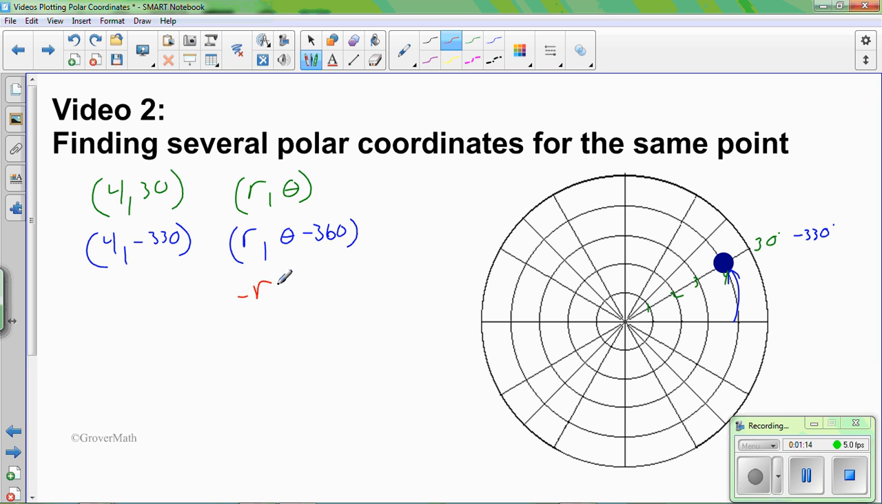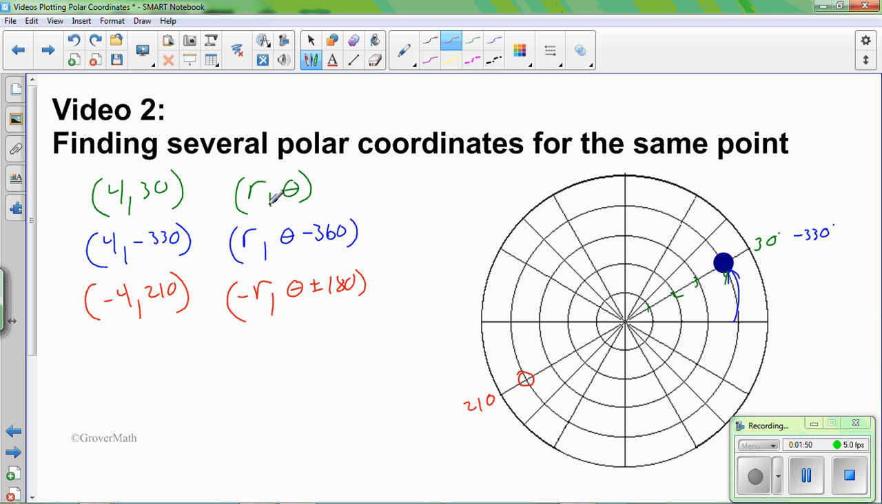Or I could think of it as a negative r and my angle plus or minus 180. What we mean by that is, remember what the negative angles are. If I had the point, let's say, negative 4 comma 210. Negative 4, 210. What would that look like? Well, remember, you go to the 210 line, which is a reference of 30 off of 180, and this would be positive 4, 210, but because it's negative 4, we shoot across and we end up in the same spot.